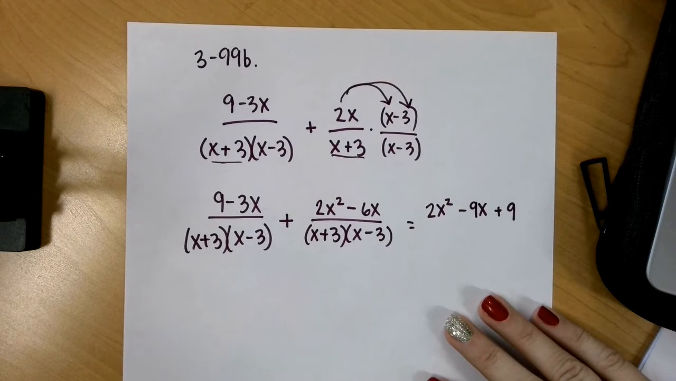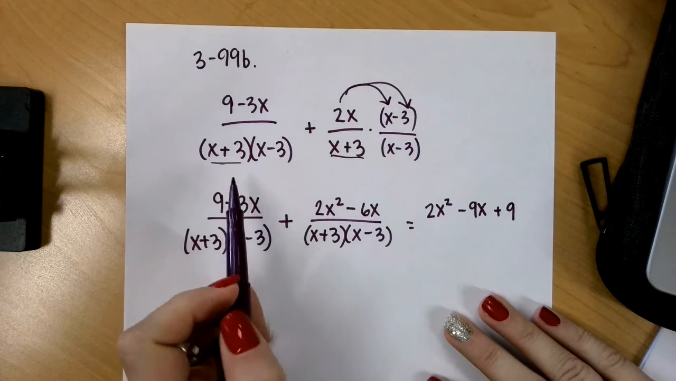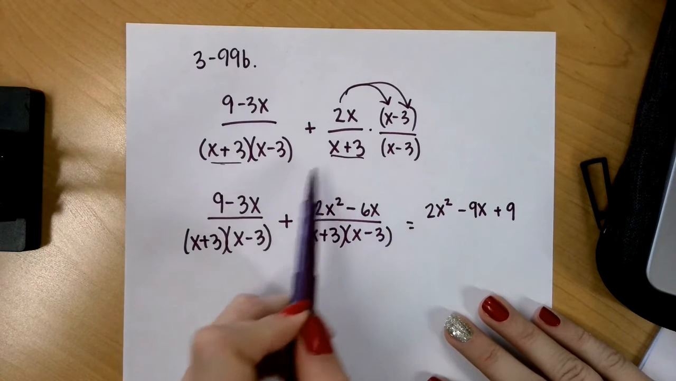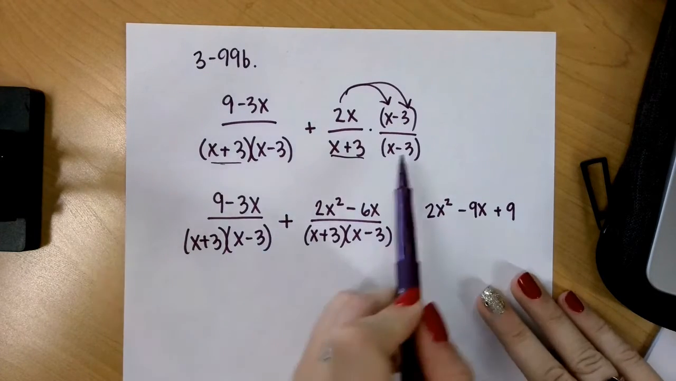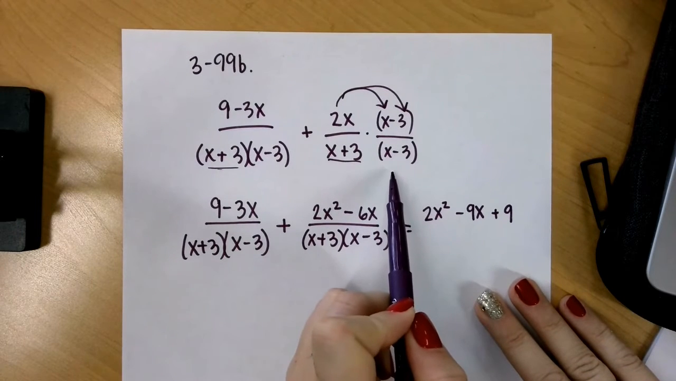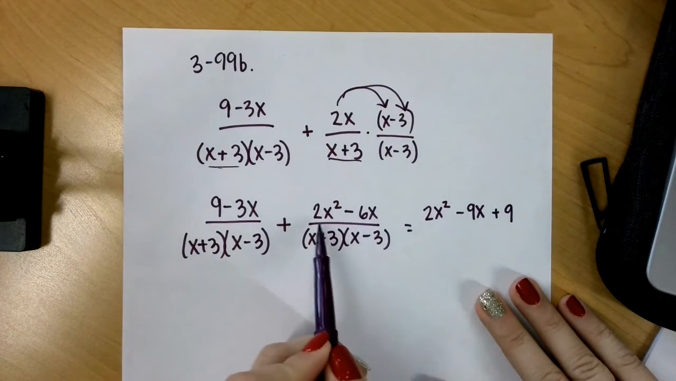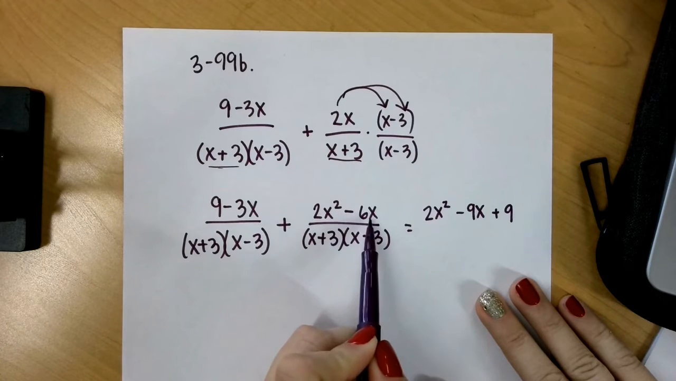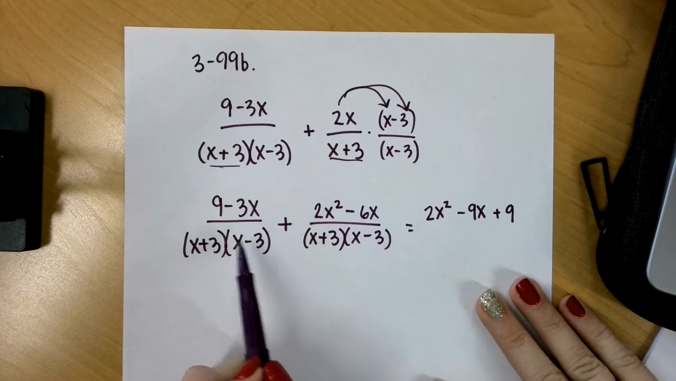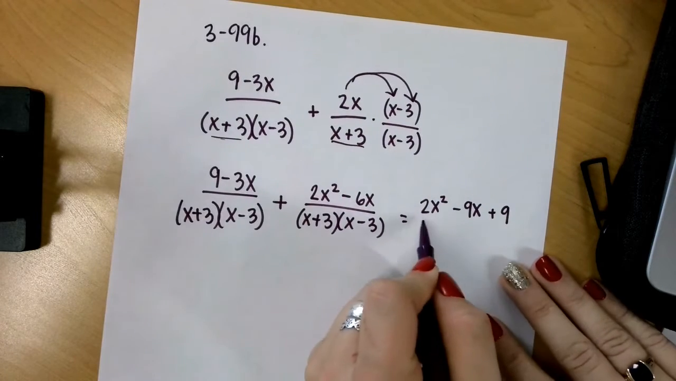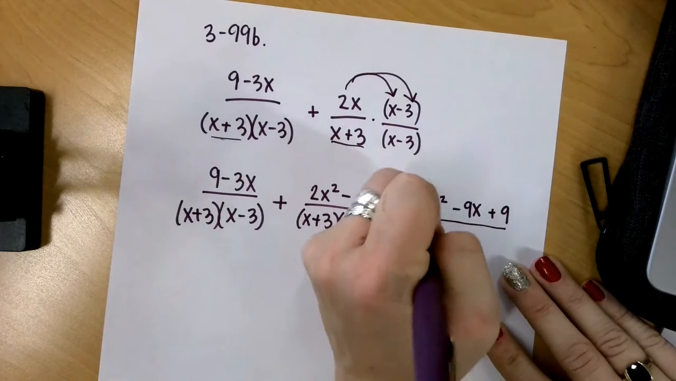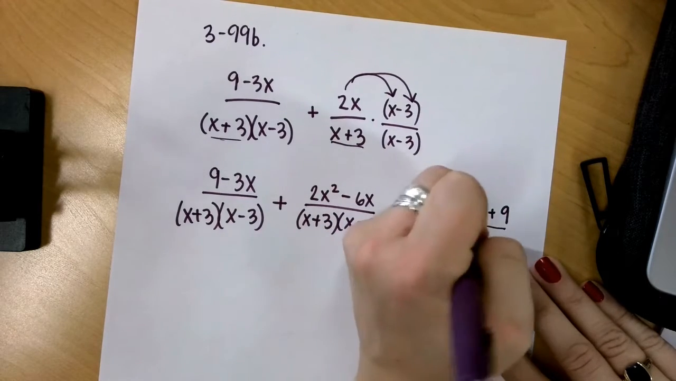3-99B is super similar to 3-99A. So the first thing that I noticed was that my second equation was missing the x minus 3. So I multiplied top and bottom by x minus 3. I had to distribute my 2x. So I ended up with 2x squared minus 6x. I just brought down my first part. Now I'm to the point where I'm combining like terms, and now I have that common denominator.